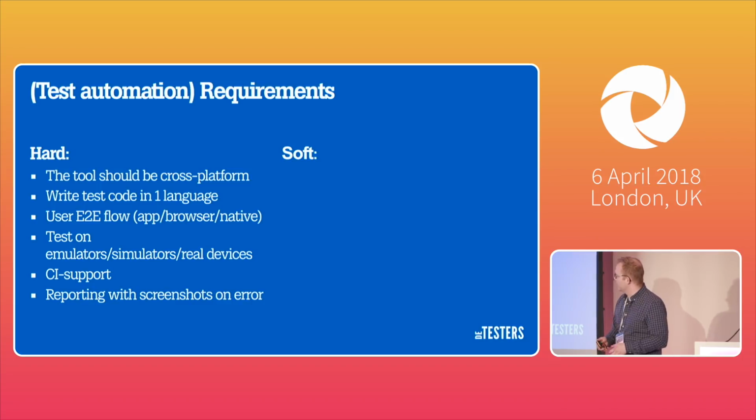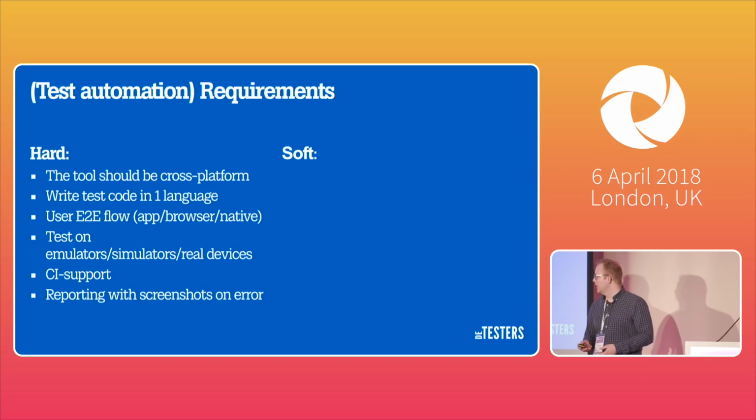Well, testing on emulators, simulators, real devices, and we should have CI support. Last but not least, and I think that's really an underestimated part, it should be able to create screenshots. Because when we have a failure, we're all running our tests unattended. We don't know what's happening, especially when we're sleeping. It should run also, and we should have an end state of our app. If something fails, we should be able to see where it failed.